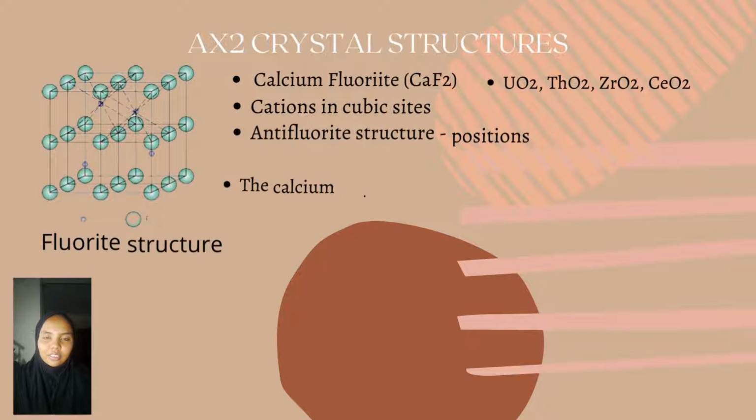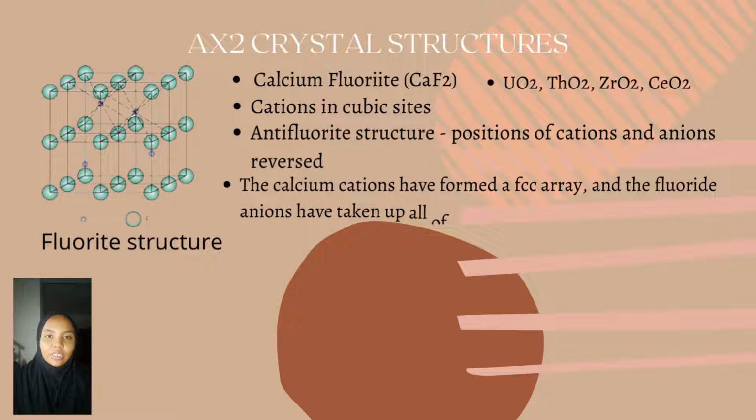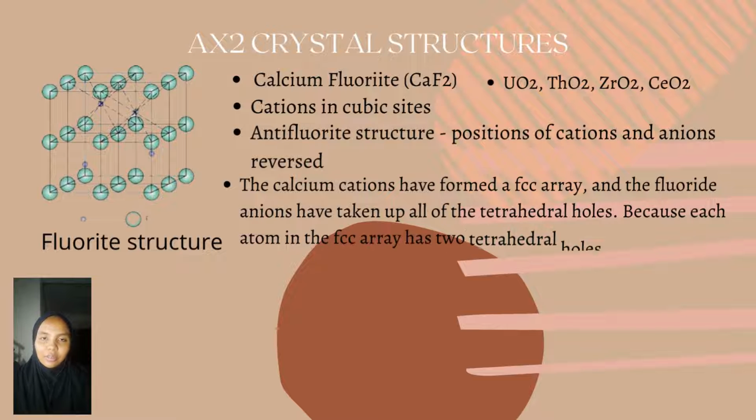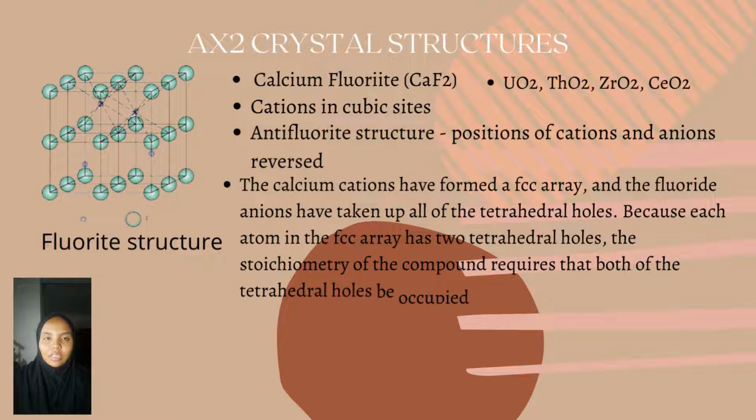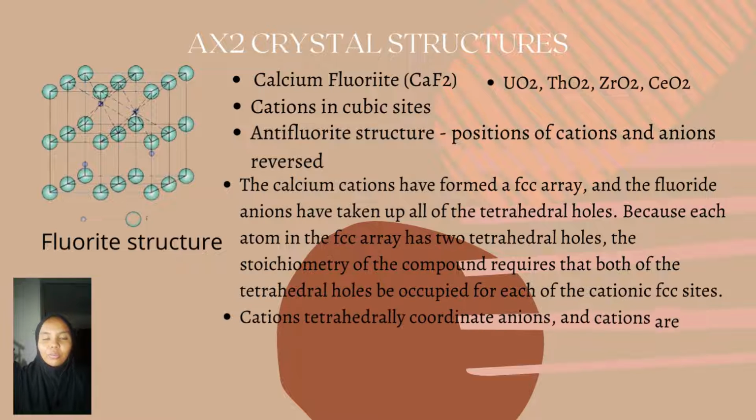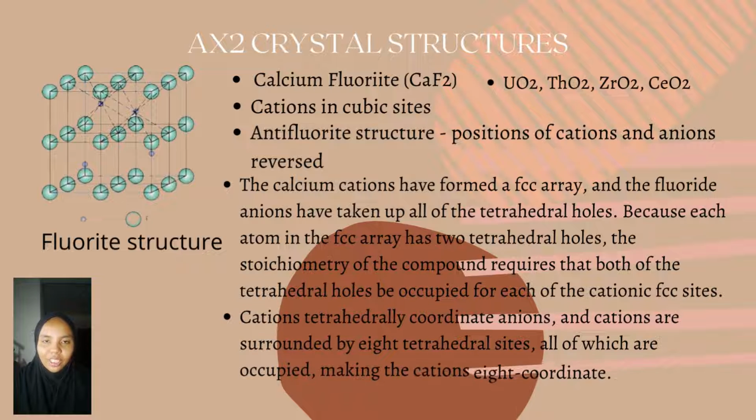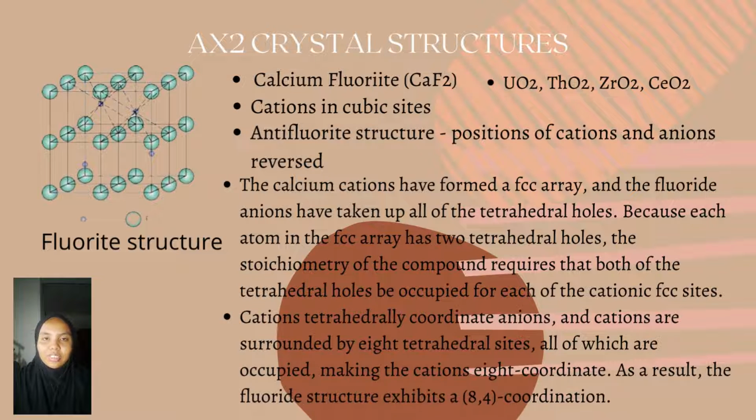The third crystal structure is the AX2 crystal structure. Examples of this structure are calcium fluoride, CaF2, UO2, ThO2, ZrO2, and CeO2. Cations are in cubic sites. In the antifluorite structure, the positions of cations and anions are reversed.